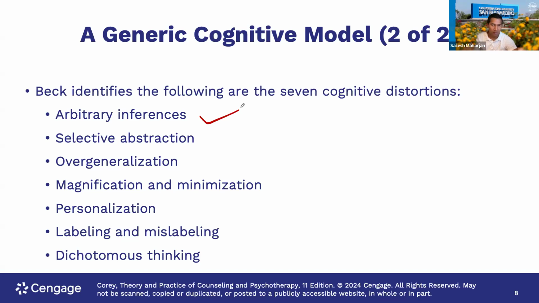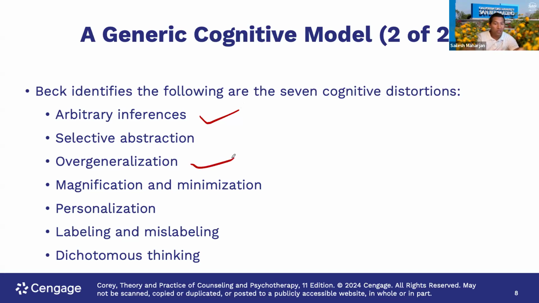Selective abstraction, focusing on one negative detail while ignoring the broader context. A student gets feedback on a paper, 15 positive comments and 2 criticisms. What do you think they are fixated on? Of course, those 2 criticisms. Or there were 20 points in an assignment, you got 19, and lost 1 point. Are you happy about 19 points? Probably not. You might be so fixated on losing 1 point. That's selective abstraction. Think of life events as well.